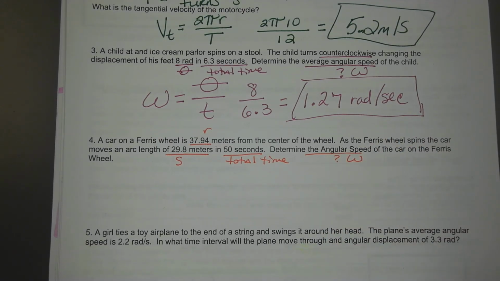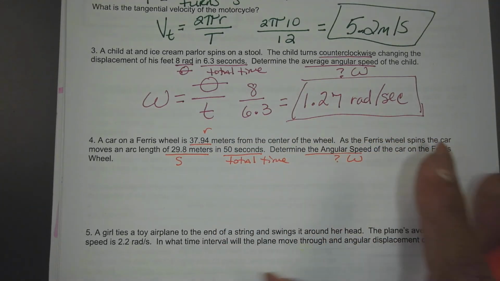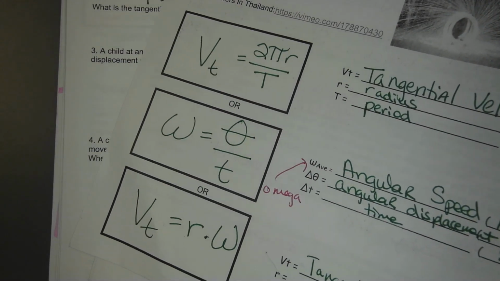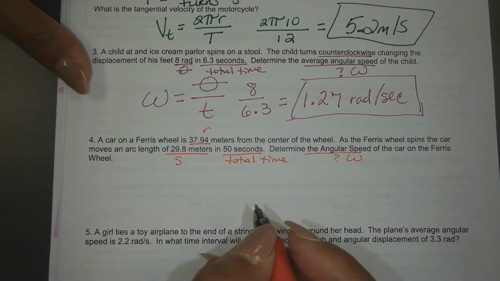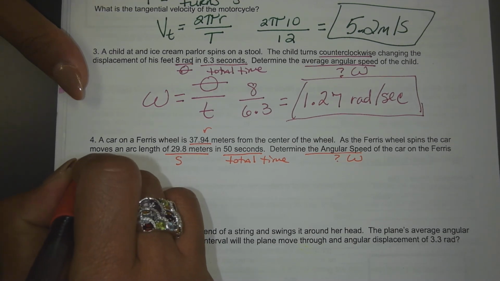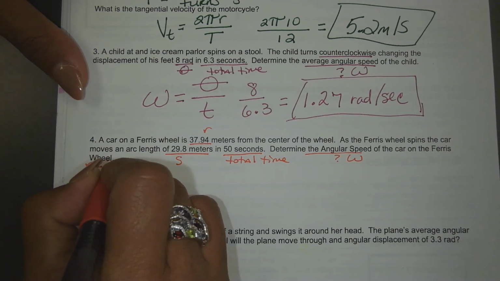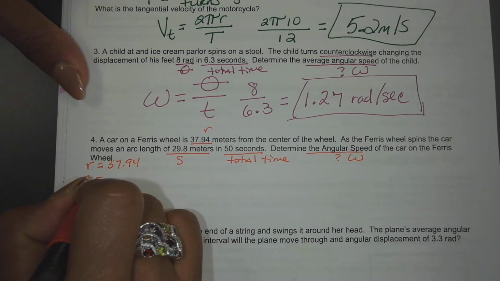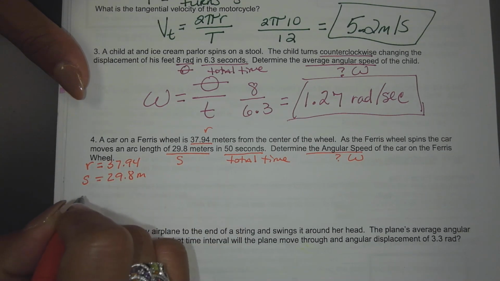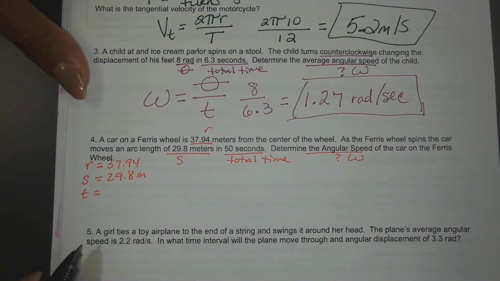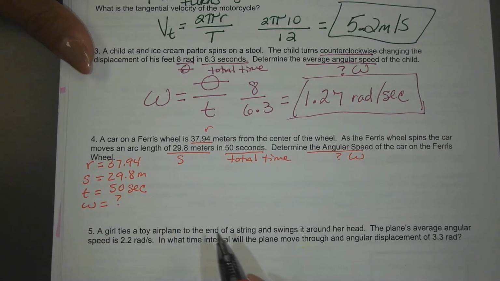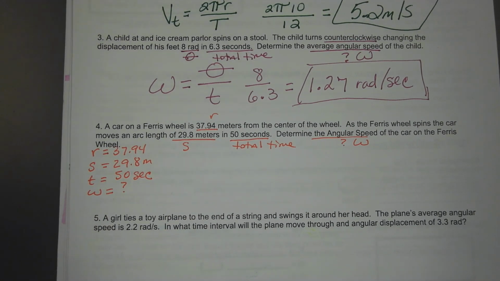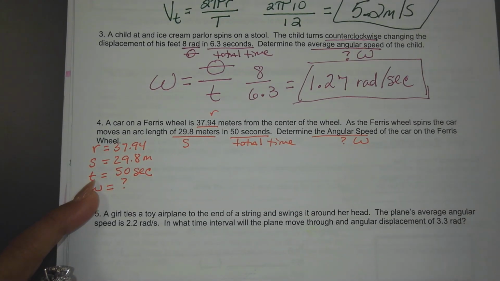All right. I'm not too sure, Miss Munson. That's okay. Remember, we have 3 equations we can use, but just like we did on linear or kinematics, I'm going to go ahead and just write out my variables. I have an R, 37.94. I have an S, 29.8 meters. I have a lowercase t, not capital, of 50 seconds. And I'm looking for the angular speed, or omega. Okay, RST is what I have.